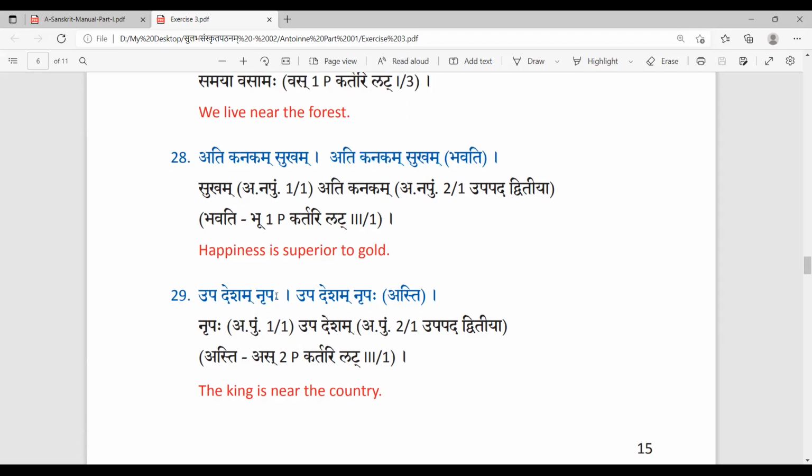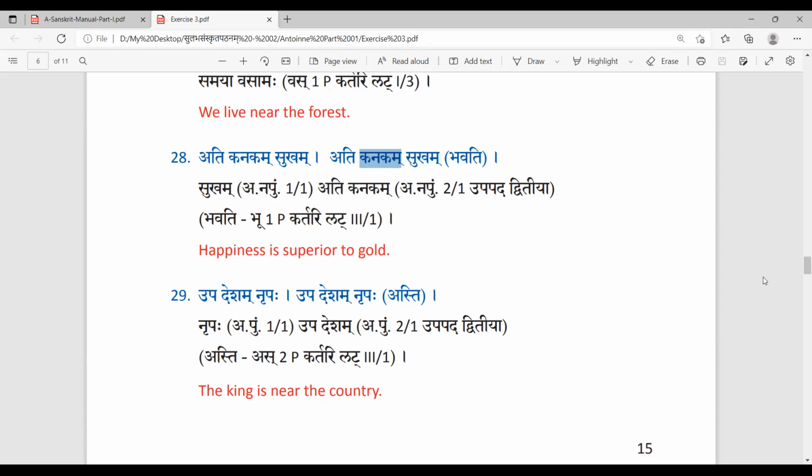Similarly, upadesham nripaha, the king is near the country. So nripaha asti, kutra asti, upadesham. Upa governs desha in Dvitiya Vibhakti. So here it is very clear. Here it cannot be subject, but I thought it was subject complement. That also is. Ati is superior. Ati governs kanakam in Dvitiya Vibhakti.